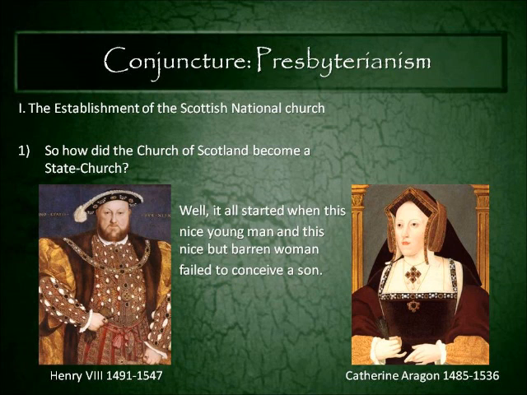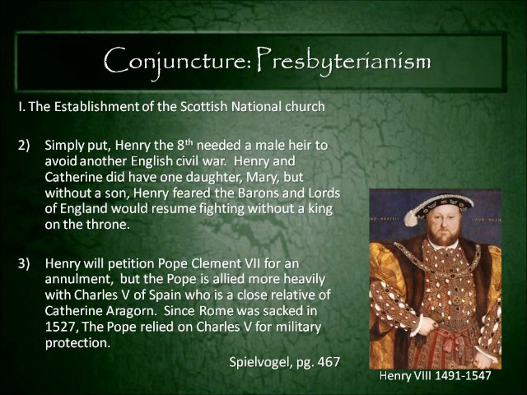Well, the story really begins when this nice young man, and I use this term loosely, and this nice but barren woman, I also use this term loosely, failed to conceive a son. This would be Henry VIII and Catherine of Aragon. Now, I know what you're thinking. A lot of people have difficulty conceiving. So why is this one conception difficulty going to spark a church into being? Well, here's where this sordid tale gets started.